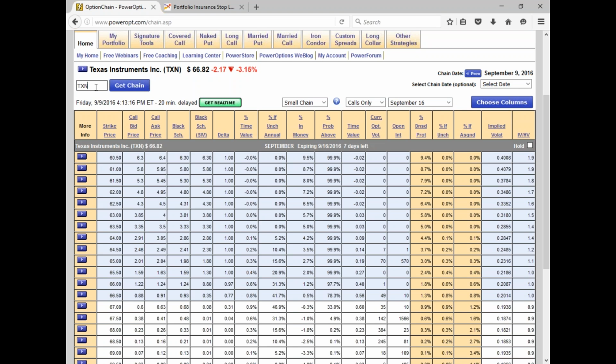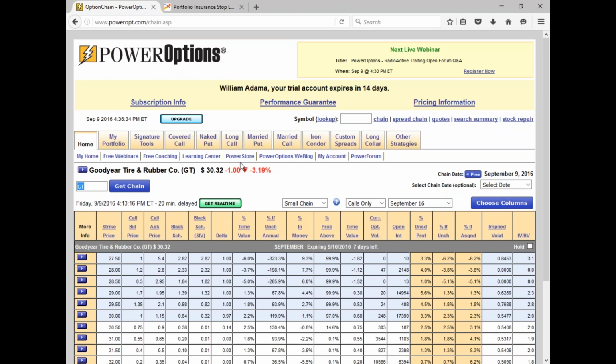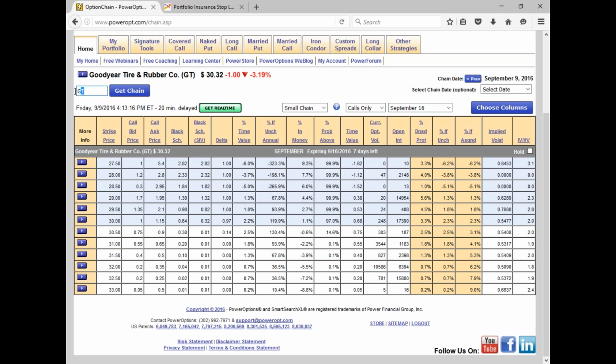So let me take another stock. I just want a simple chain here, so we'll just use GT for now. It's a position that I'm in. Oh, really? Let's see. Anyway, doesn't matter. We can use this one, but let's go ahead and customize our columns.